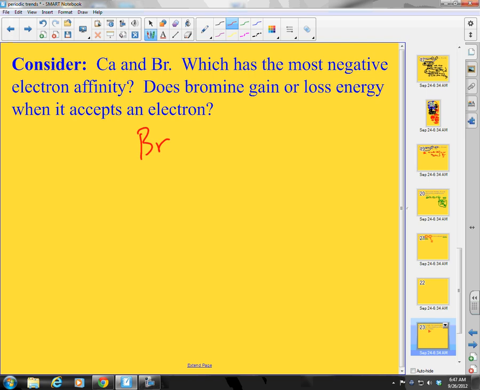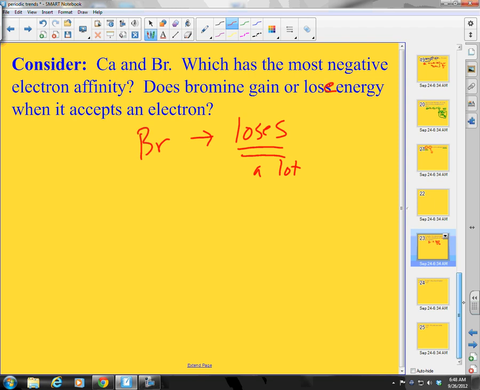Does this mean that it gains or loses? Remember, a negative value means that it gains or loses energy. Does bromine gain or lose energy when it accepts an electron? It loses energy, and it loses a lot of energy. Okay, last two slides, and then we're done.